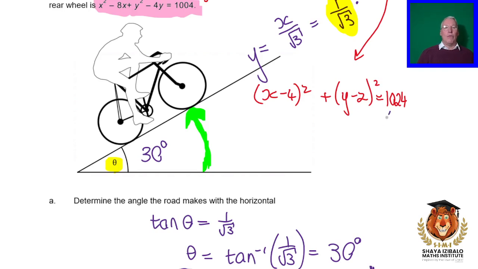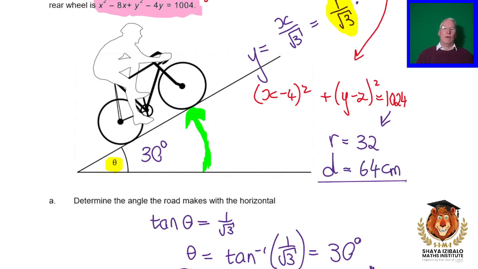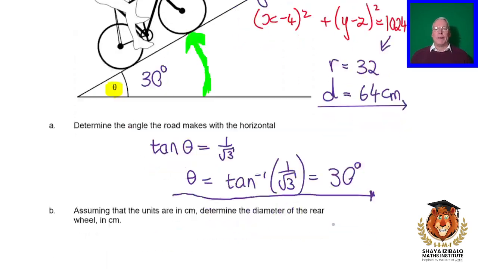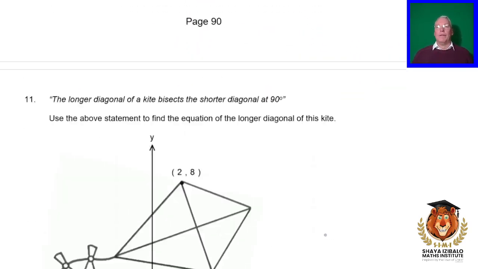This here is our radius squared. So we need to square root 1024, and when we square root 1024, we get 32. And remember, the question didn't ask for the radius, the question asked for the diameter. How do we get the diameter? We just double up the radius. 64 centimeters is the diameter of that wheel. Right. Let's take a look at the next question.